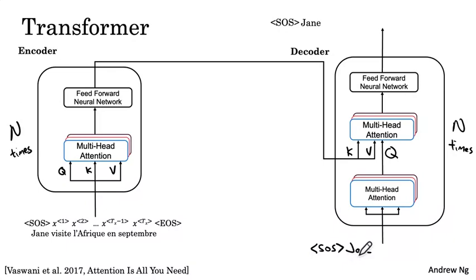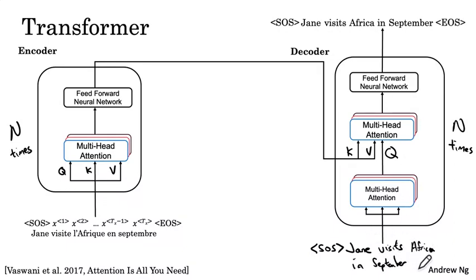And now the next query comes from SOS and Jane, and it says, well, given Jane, what is the most appropriate next word? Let's find the right key and the right value that lets us generate the most appropriate next word, which hopefully will generate visit. And then running this neural network again generates Africa. Then we feed Africa back into the input. Hopefully it then generates in, and then September. And with this input, hopefully it generates the end of sentence token, and then we're done.